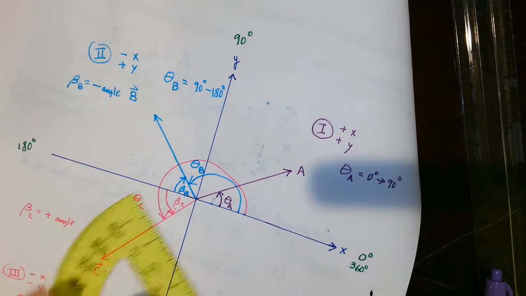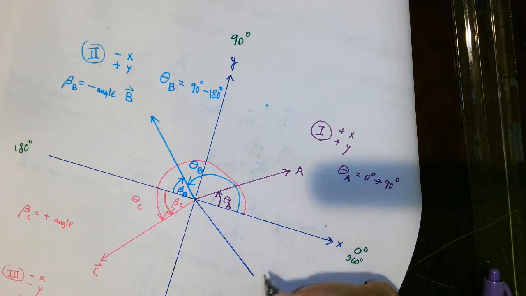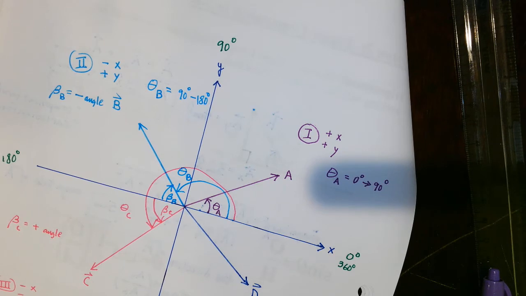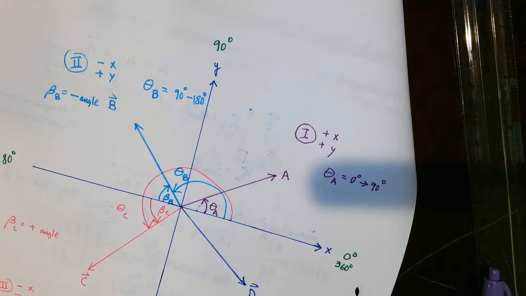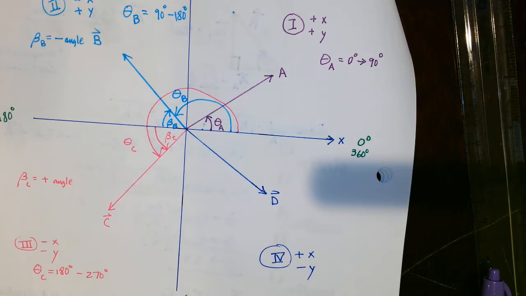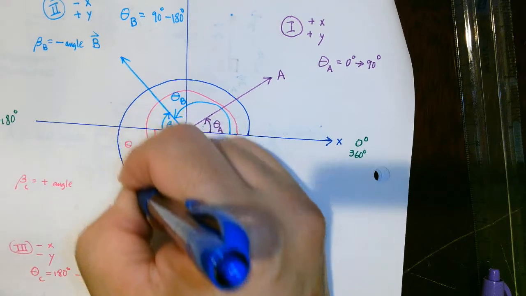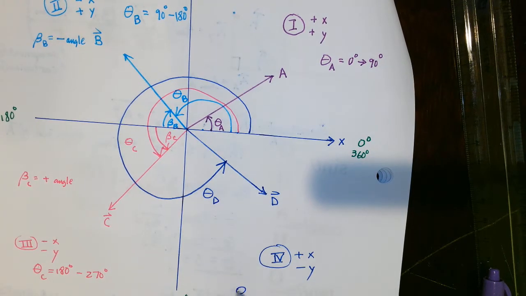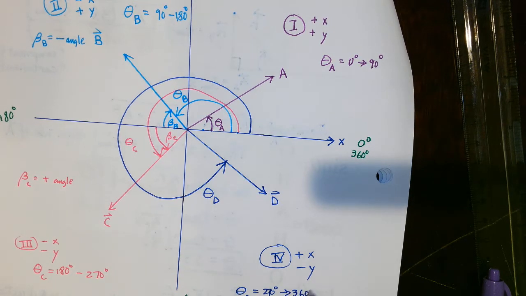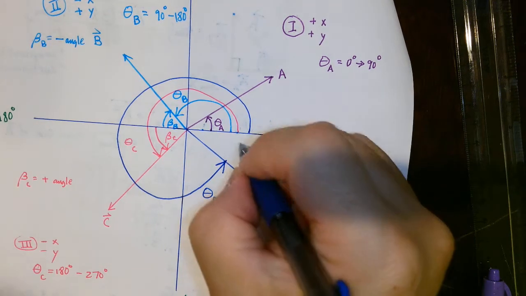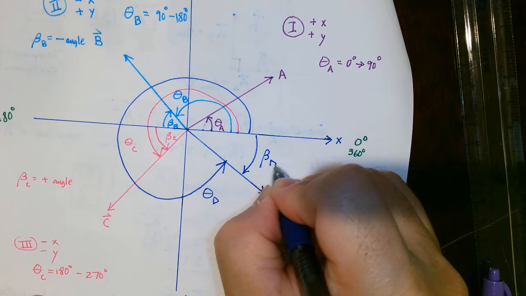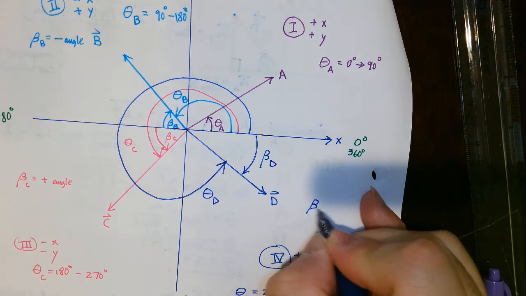And last but not least, if we have another vector here, let's call that vector D. Now vector D is in the fourth quadrant, which means I have positive x, negative y. This is the angle for my vector D, my theta D, and my theta D would be from 270 to 360. And this is my beta D, and my beta D will be a negative angle.